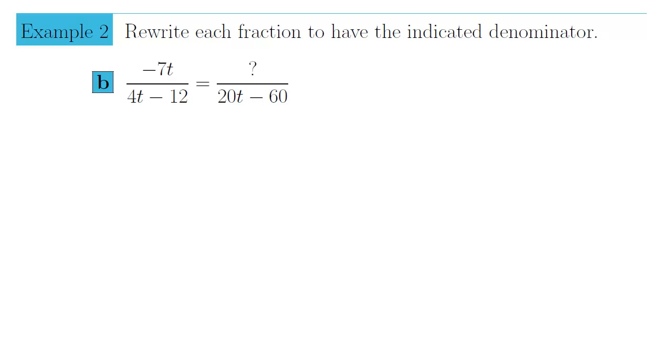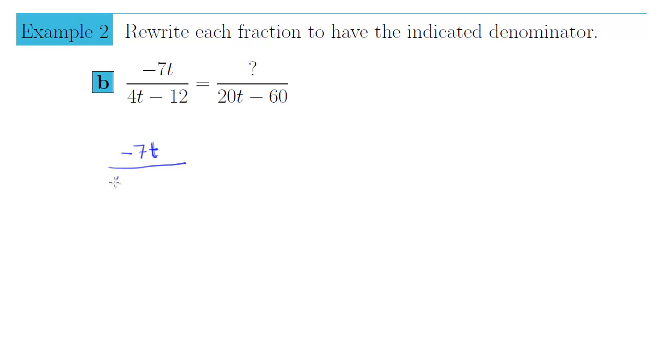See, that wasn't difficult. Let's take a look at example 2. Rewrite the fraction to have the indicated denominator. Example B, negative 7t over 4t minus 12 equals what over 20t minus 60? Again, we're looking to replace the question mark. All right, let me rewrite our problem. I have negative 7t over 4t minus 12. But instead of writing 4t minus 12, what I want to do is factor this denominator so I can see exactly what I need to multiply by to get the new denominator.